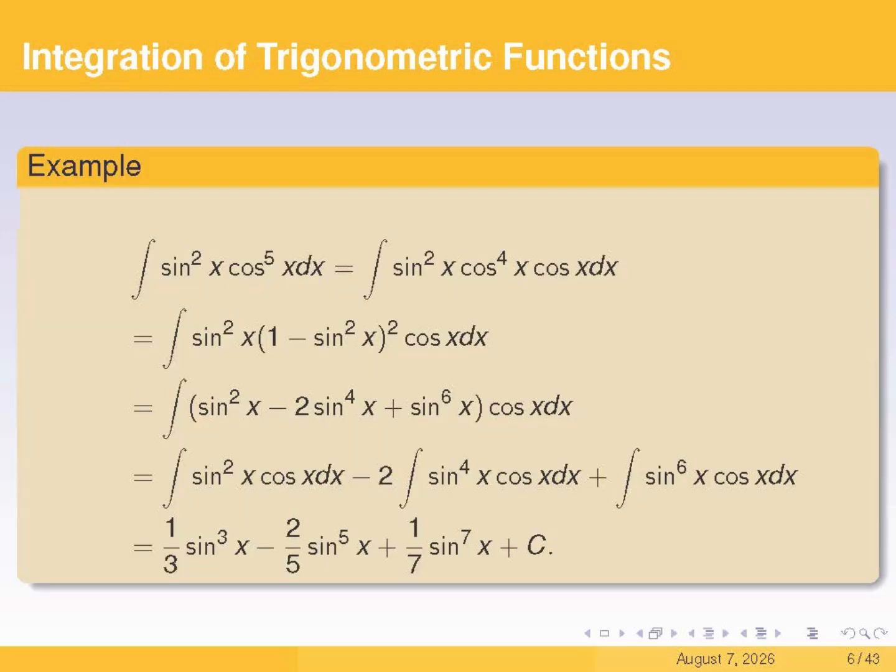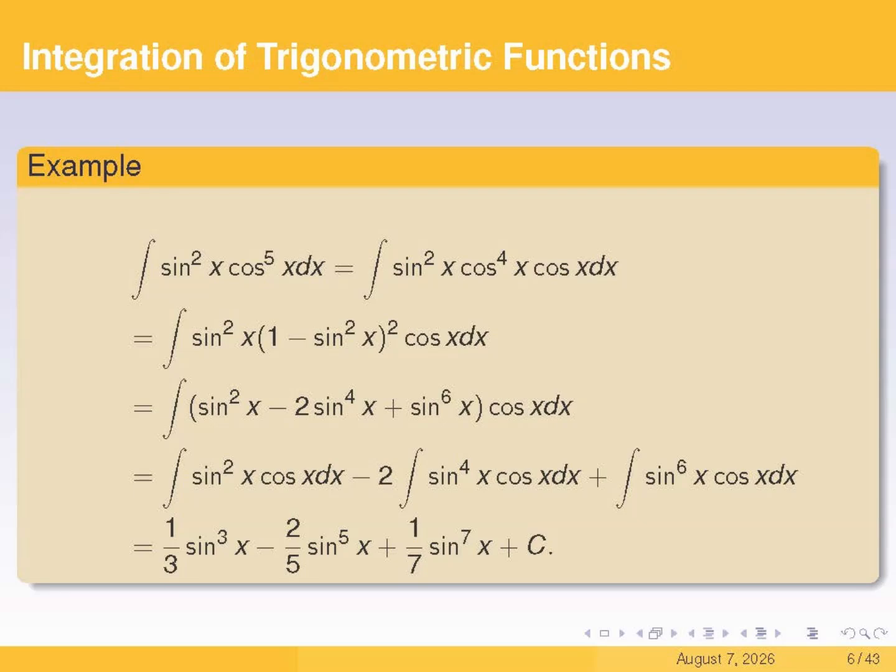In this example, the power of cosine x is odd, so we can apply the rule from the previous page to evaluate this indefinite integral. The first line rewrites cosine x to the 5th power as cosine x to the 4th power multiplied by cosine x. Then, using cosine x squared equals 1 minus sine x squared, we obtain line 2. Next, combining this with sine x squared yields a sum of different powers of sine x, all multiplied by cosine x, as displayed on line 3.